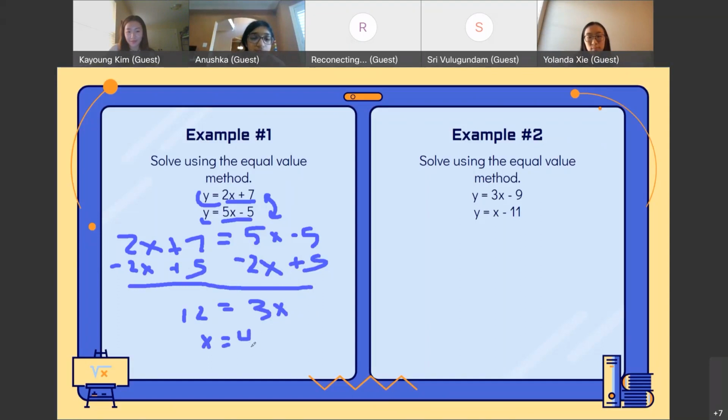And then if we plug it in, I'm going to do the first one. So if we plug 4 into the first one, 8 plus 7 is 15. Yep, 15. You're right. Good job. Okay. Anybody want to do the second one?